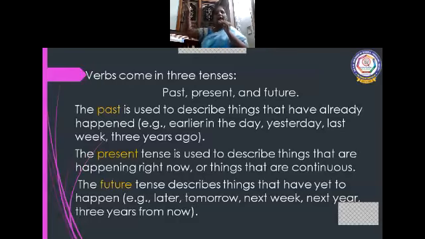So what already happened is past. What is happening now is present. What is going to happen is called future tense. What is happening now is present tense. What happened already is called past tense. So three tenses. It is very clear, children, for you.